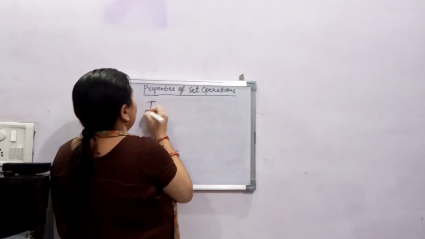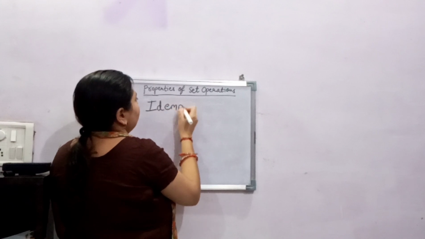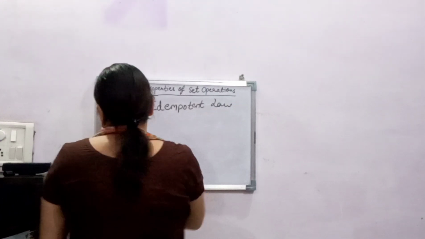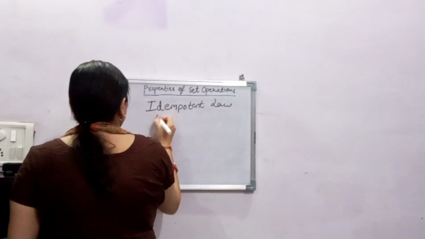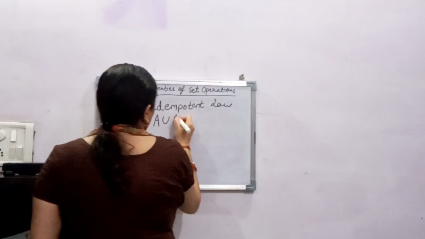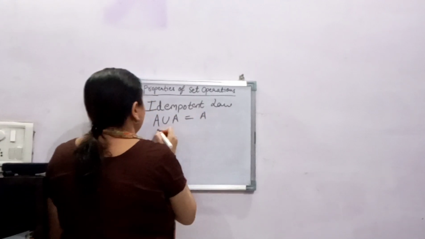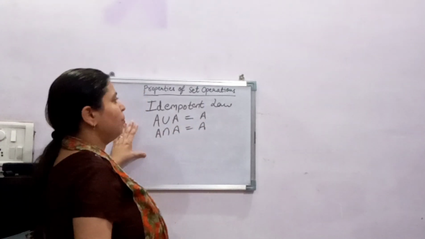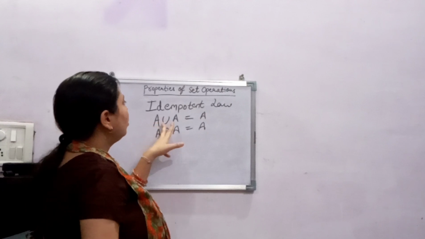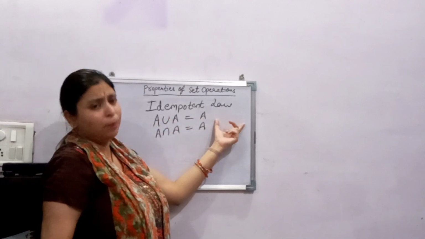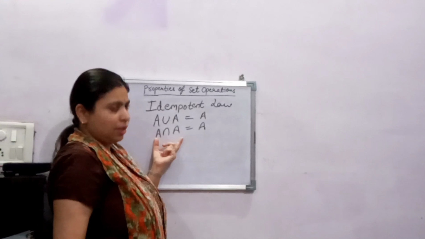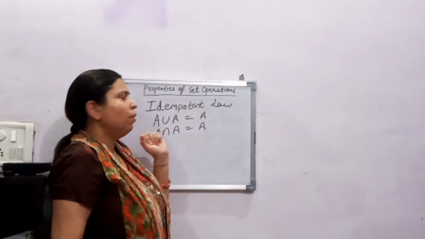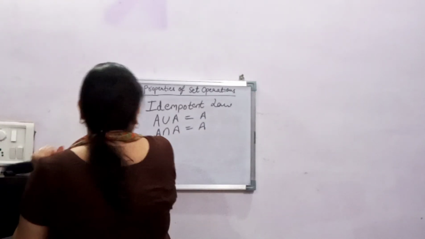Next law is the idempotent law. What do we mean by idempotent law? Idempotent law means A union A equals A and A intersection A equals A. These are the two idempotent laws. Of course, if you do the union of two same sets, then the same set will come, and the intersection of the same set will also equal that set only. So these are the two properties of the idempotent law.